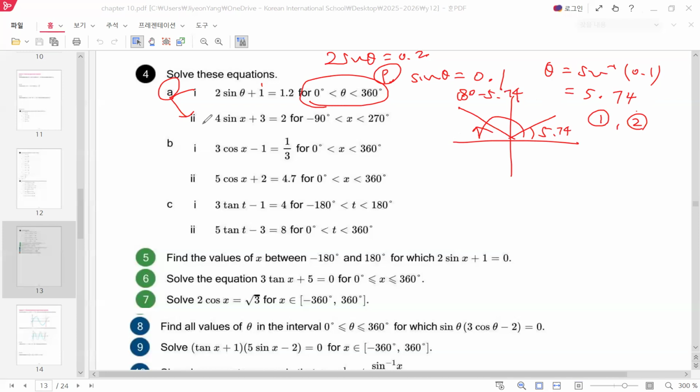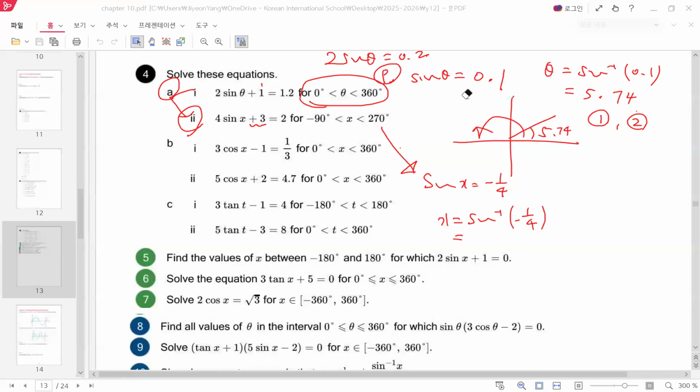I am going to move to the second question. Firstly, you need to move this number to the right side. Therefore, you need to find sine x as negative 1/4, okay? And by using your calculator, you can find the value of x, sine inverse of negative 1/4. Please find this value.